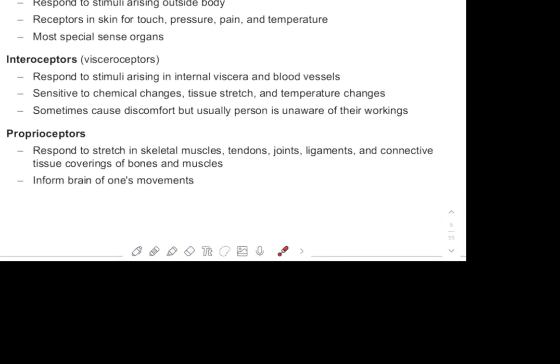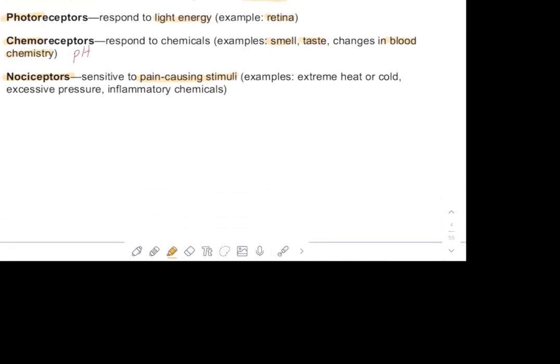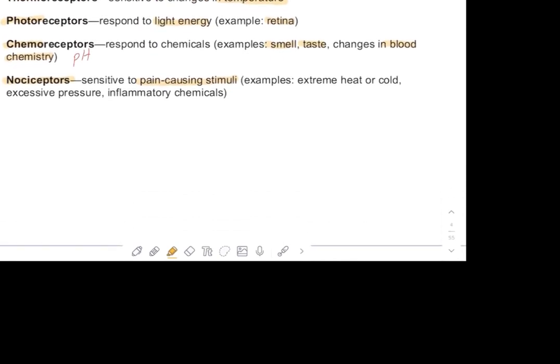Now, when we classify these receptors by location, we have three different options. First of all, if the receptor's on the external surface of the body, where the stimulus is arising outside of the body, it's an exteroceptor. And these could be receptors in the skin for touch, pressure, pain, or temperature. So you can see that the location is different than the stimulus type. So again, there's three different characteristics to classify receptors.